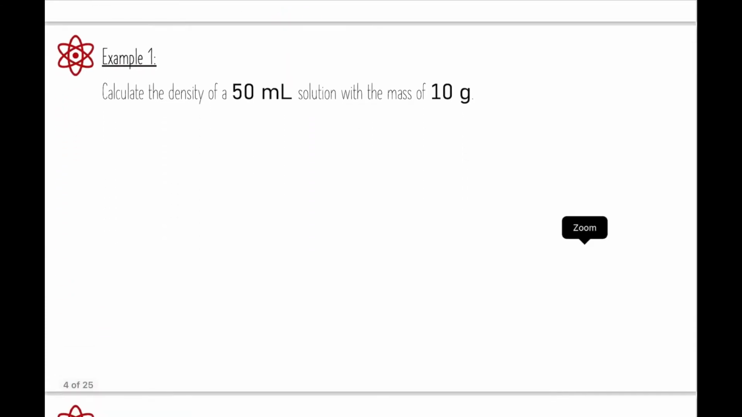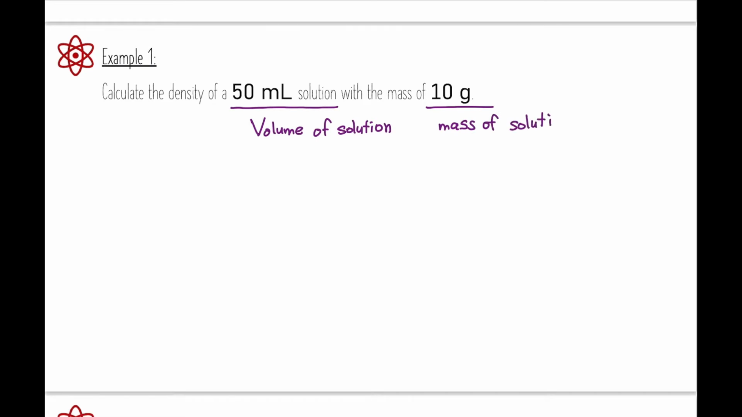Let's have a look at example number 1. Calculate the density of a 50 ml solution with the mass of 10 gram. 50 ml is the volume of solution, while 10 gram is the mass of the solution. Therefore, to calculate the density, we can use this data to find out the value.